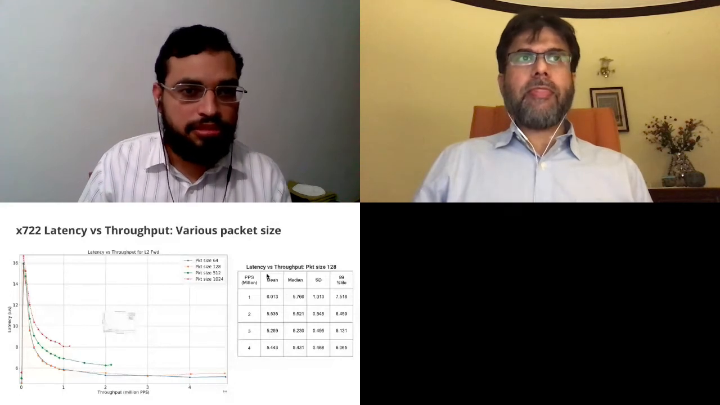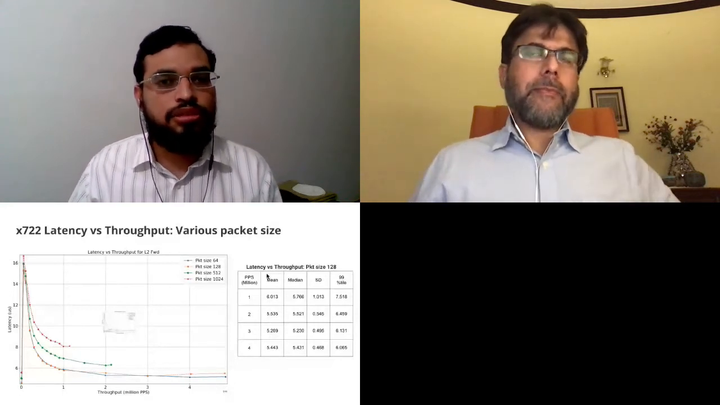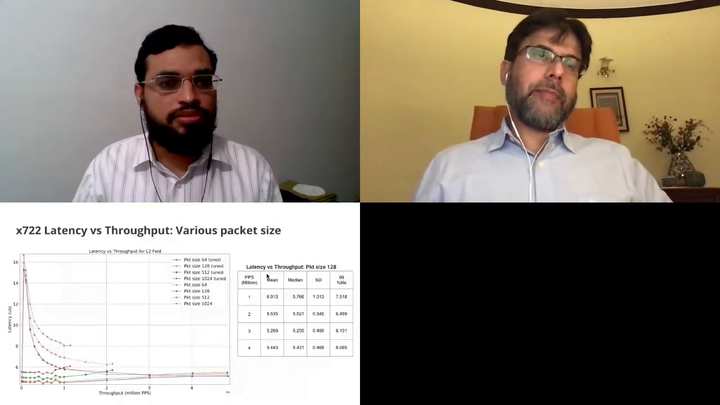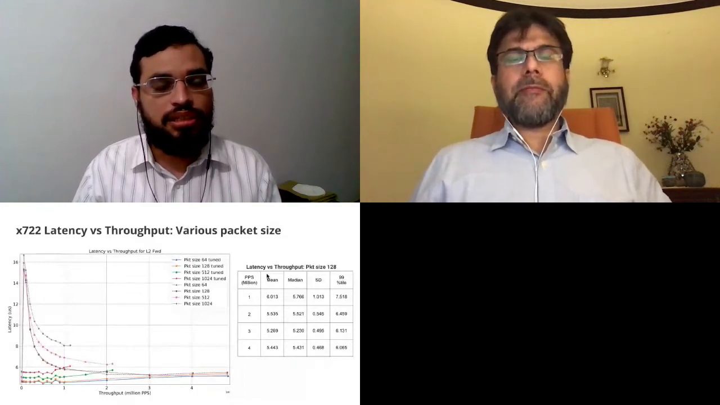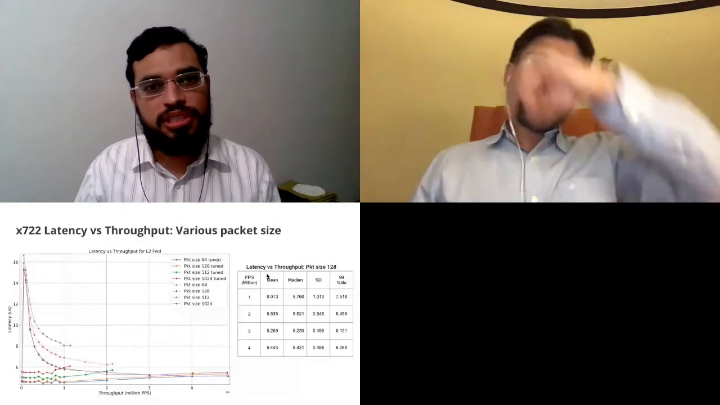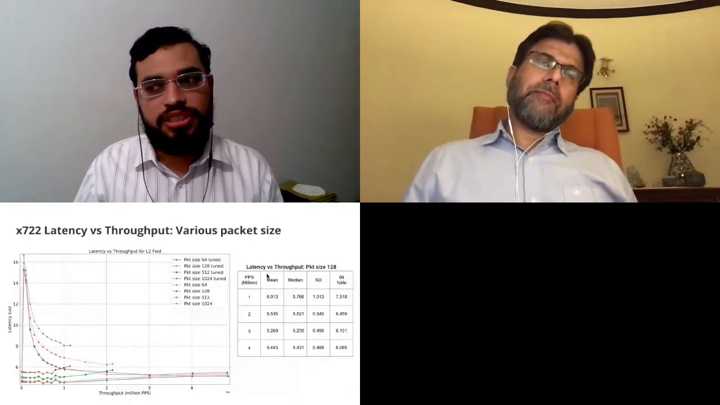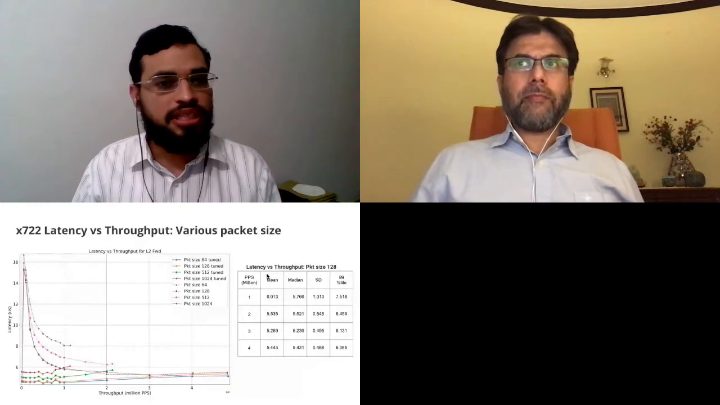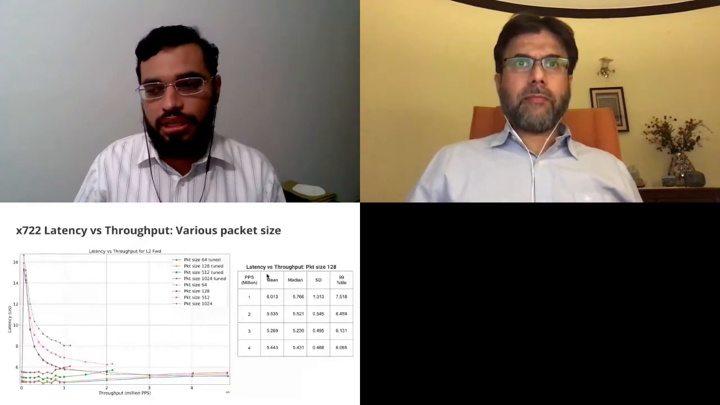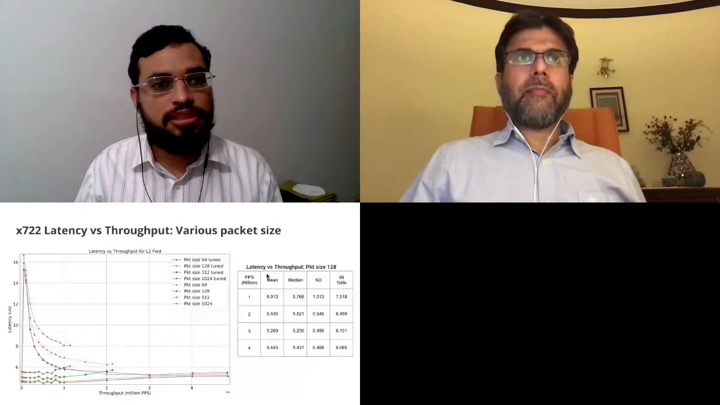Ali, can you please go to the next slide? Here you can see our measurements after disabling interrupt moderation. The one with the dotted lines is before disabling the interrupt moderation, and the one with the solid lines is with interrupt moderation disabled. So our latency was significantly reduced.